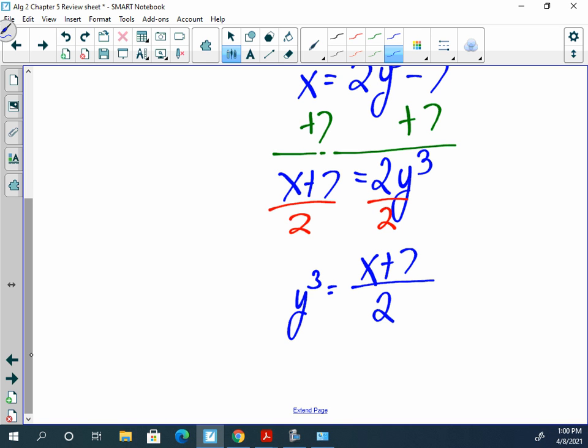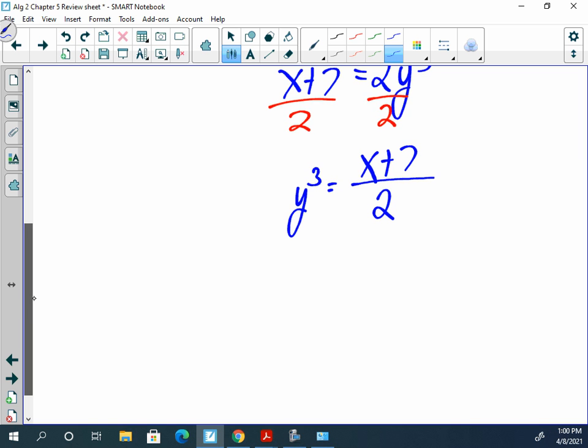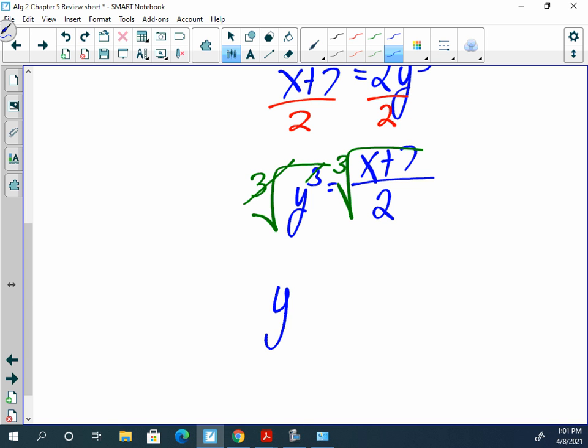Then we would cube root it because we need to get rid of the third power attached to y, so we would cube root both sides. Because the cube root and cube would simplify, leaving us with y by itself is equal to the cube root of x plus 7 divided by 2.